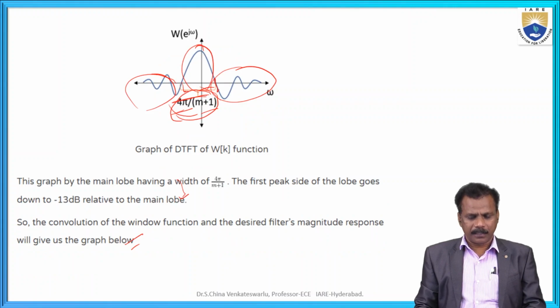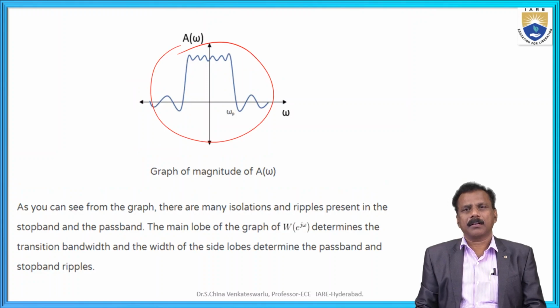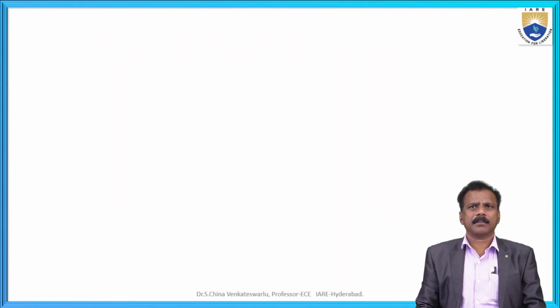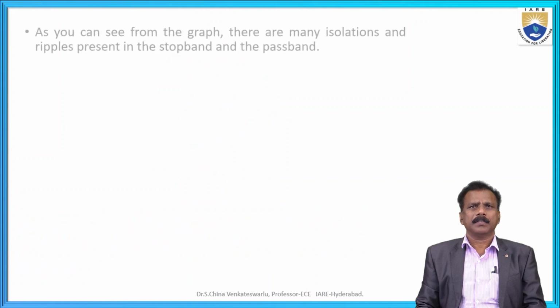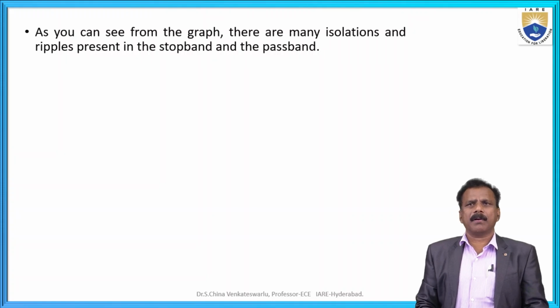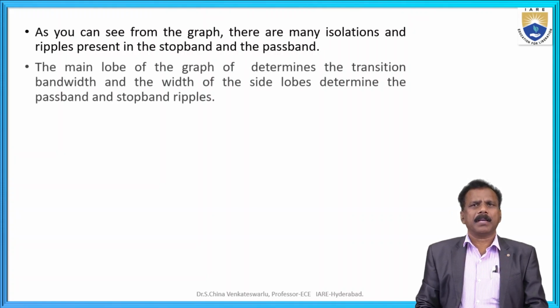Okay, the convolution of the windowing function and the desired filter magnitude response will give us this one. Now, as we can see from the graph, there are many oscillations in this diagram. These ripples are present in the stop band and the pass band. The main lobe of the graph determines the transition bandwidth, and the width of the side lobes determines the pass band and stop band ripples observed here.